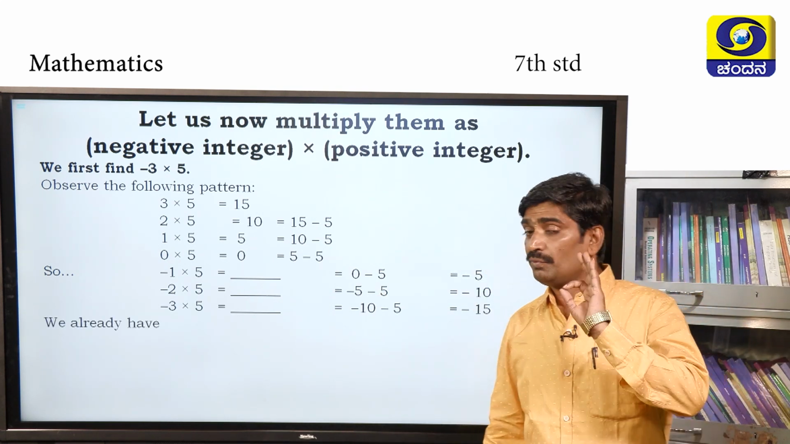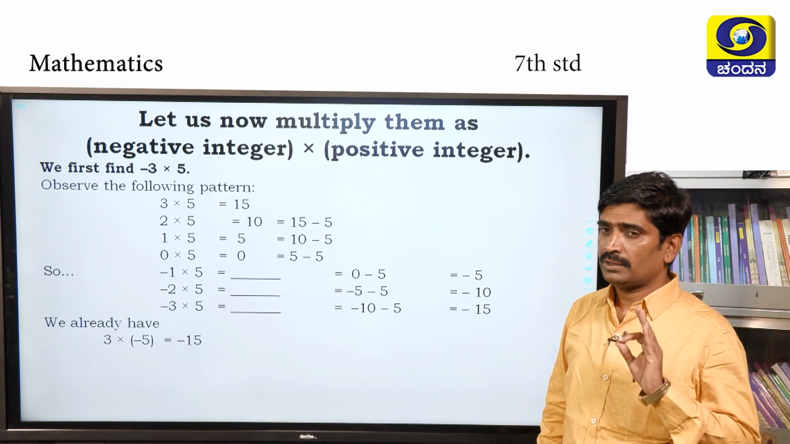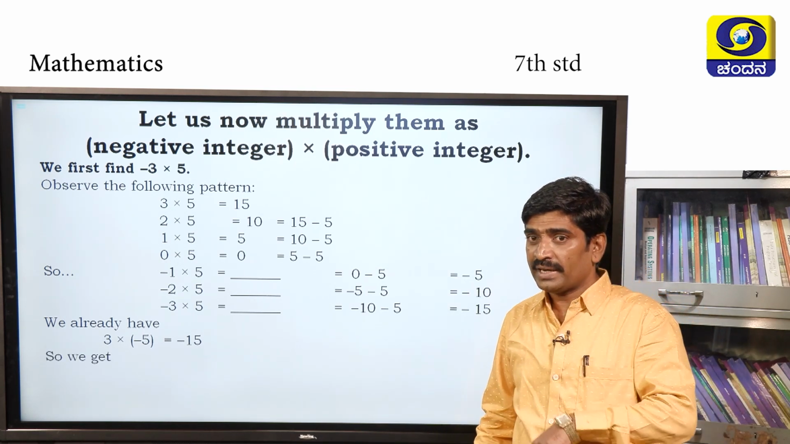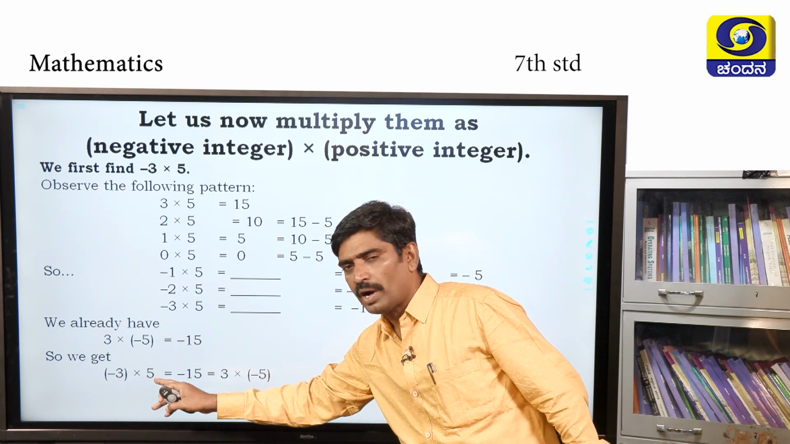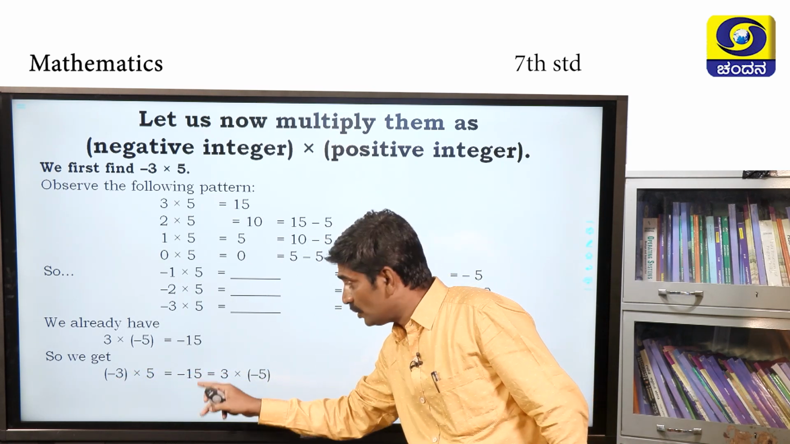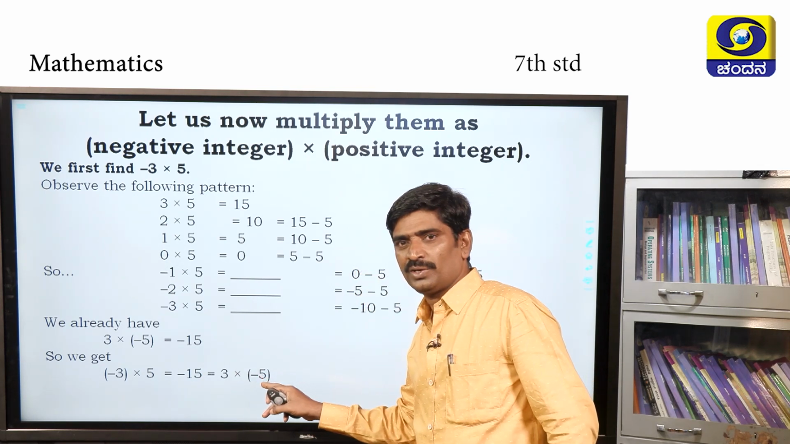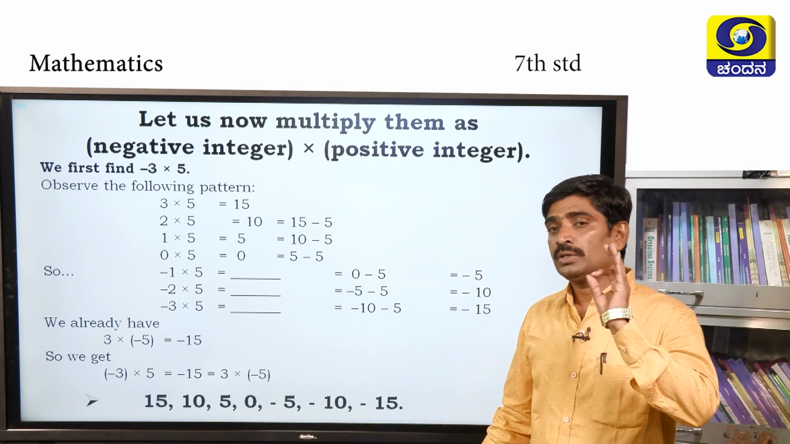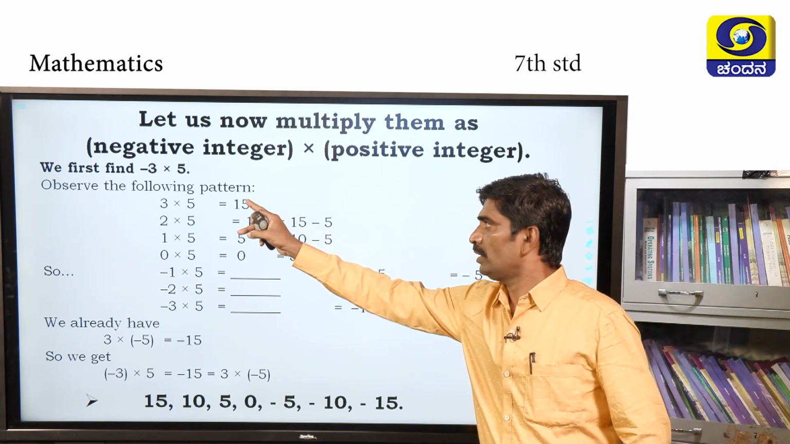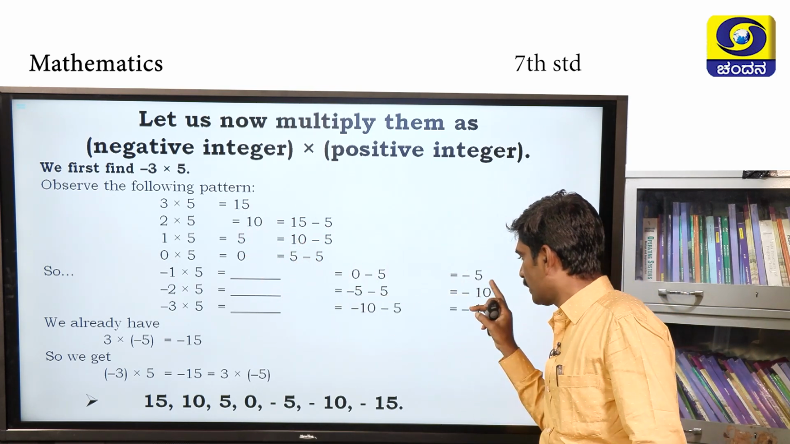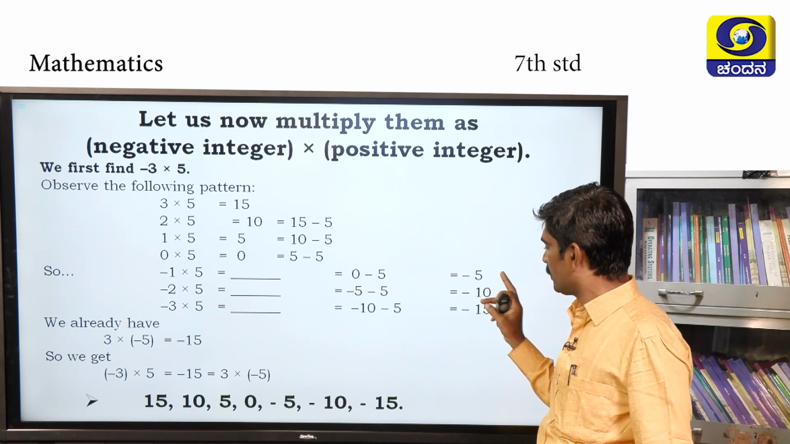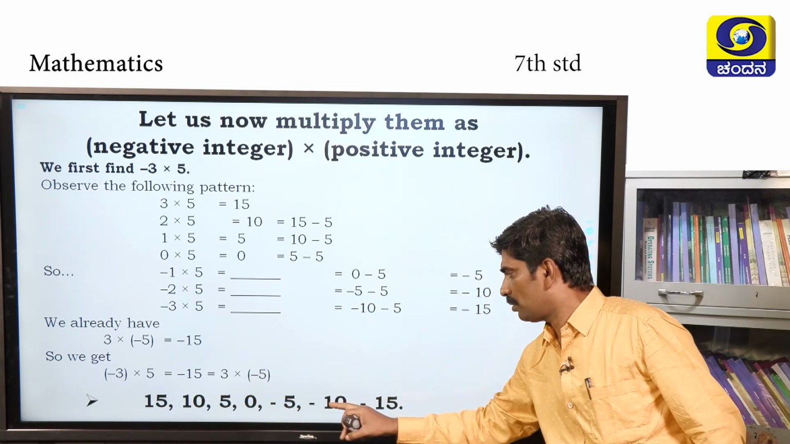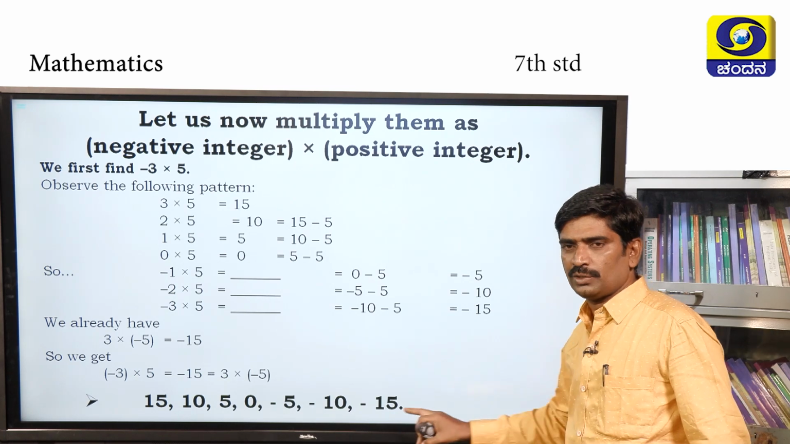We already have 3 into minus 5 is equal to minus 15 from before. Now we get minus 3 into 5 is equal to minus 15, which is equal to 3 into minus 5. That is the commutative property, very good. Next, what is the pattern here? 15, 10, 5, 0, minus 5, minus 10, minus 15, and so on. You know this pattern.